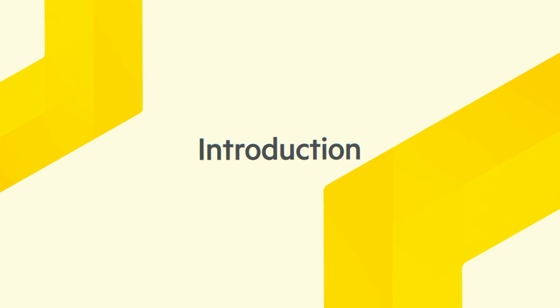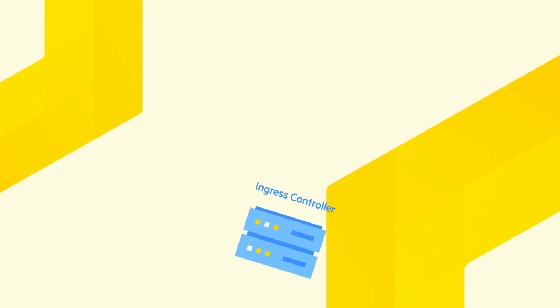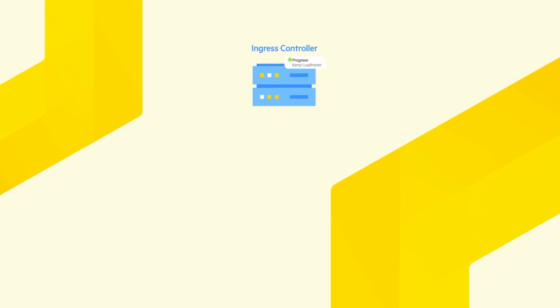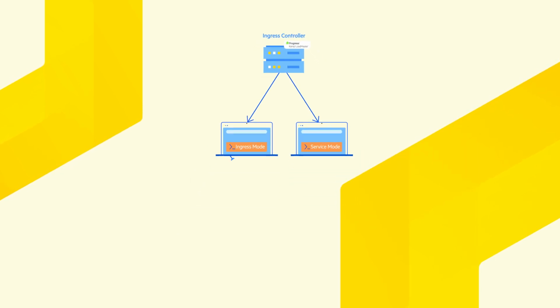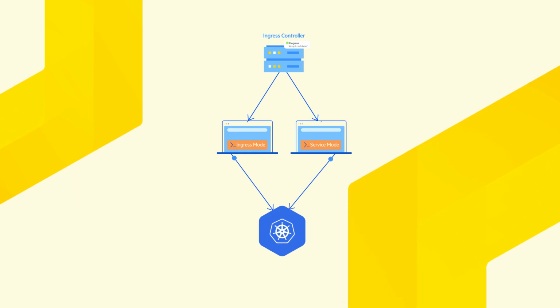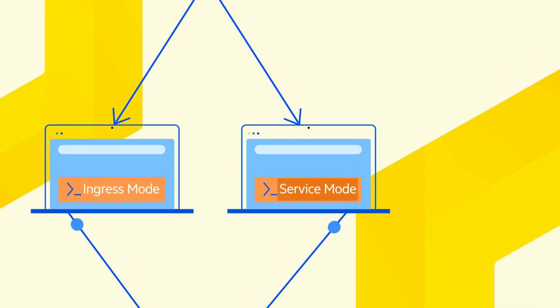Welcome to this introduction on the Progress LoadMaster Ingress Controller for Kubernetes. The Ingress capabilities on LoadMaster can be delivered in two different modes, Ingress mode and Service mode, each one providing different capabilities to ensure organizations can adopt and gain the benefits of Kubernetes in their environments. This demonstration will focus on Service mode.